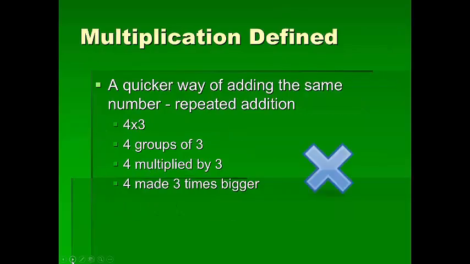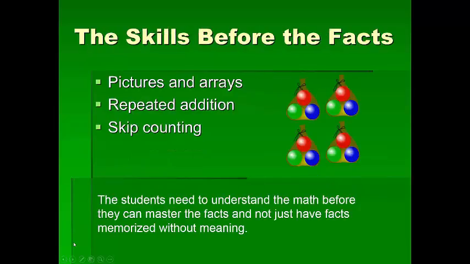So, multiplication defined? Well, you want to explain to the students that multiplication is a quicker way of adding the same number. 4 times 3, 4 groups of 3, 4 multiplied by 3, 4 made 3 times bigger. This is all multiplication, and you want the students to understand the process that they are going to go through. But you can't just jump into the facts. There are some basic skills that the students need to understand before learning the facts.